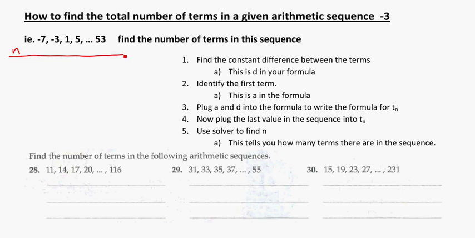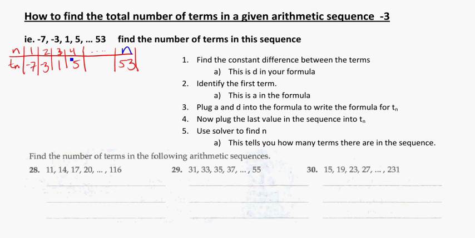So again, if it's helpful to visualize it, my first term is -7. Number two is -3. Three is 1. Four is 5. Then I've got a bunch I don't know, and then I've got a value of 53. But I don't know what the n value is there. That's what they're trying to get us to figure out. What term number is my value going to be 53?